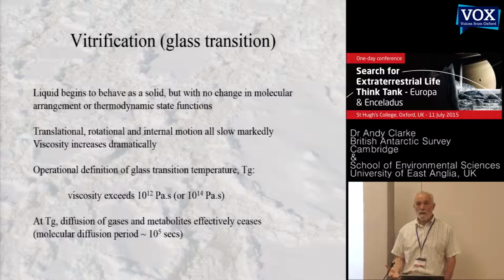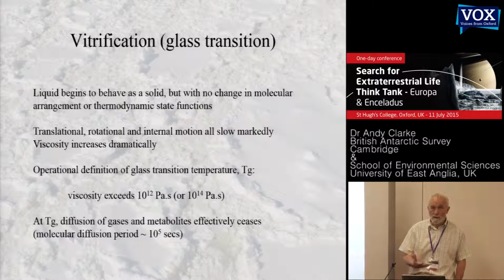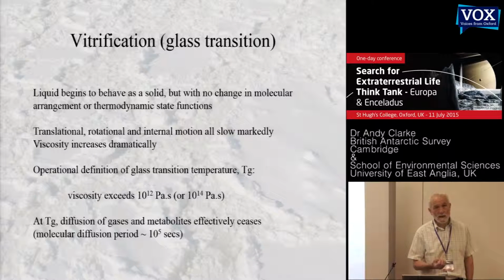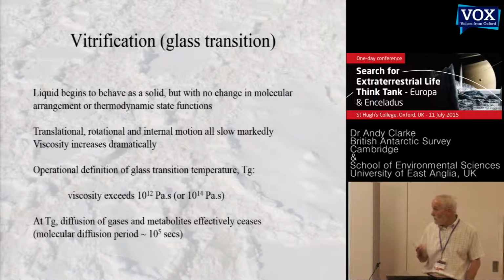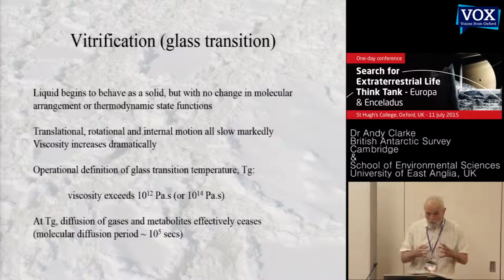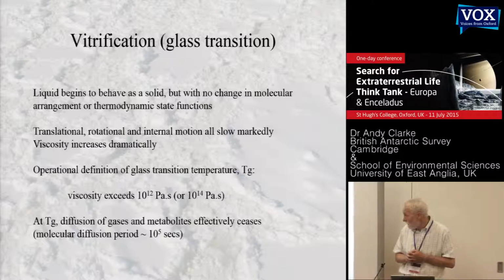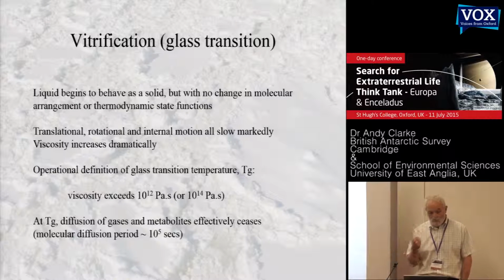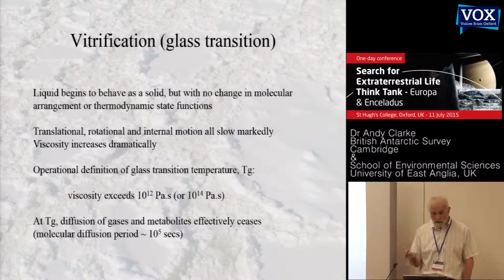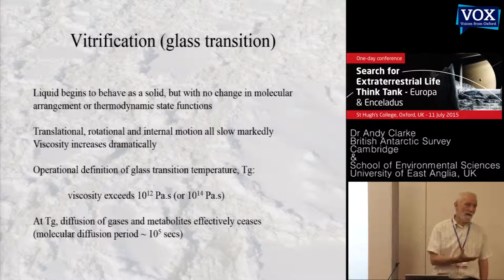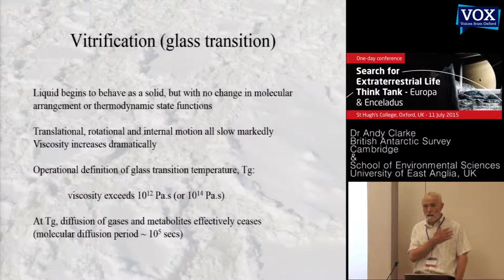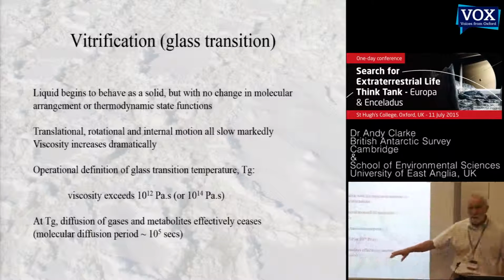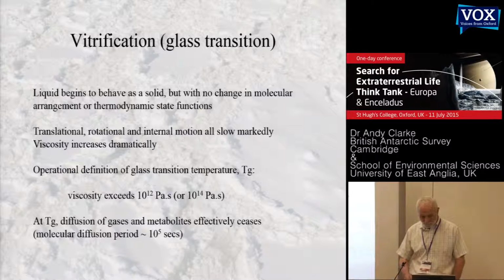Glass is technically a liquid. It's just moving very, very slowly. The vitrification of cells is a related but slightly different thing, which has to do with the increase in viscosity because the colloid comes together and all motion effectively ceases. Once you're below the transition temperature of vitrification, diffusion of gases, diffusion of metabolites ceases. Or strictly, the molecular diffusion period is about 10 to the 5 seconds. That's the time it takes a proton to get from one end of a bacterium to another in a vitrified bacterial cell. That's a long time.